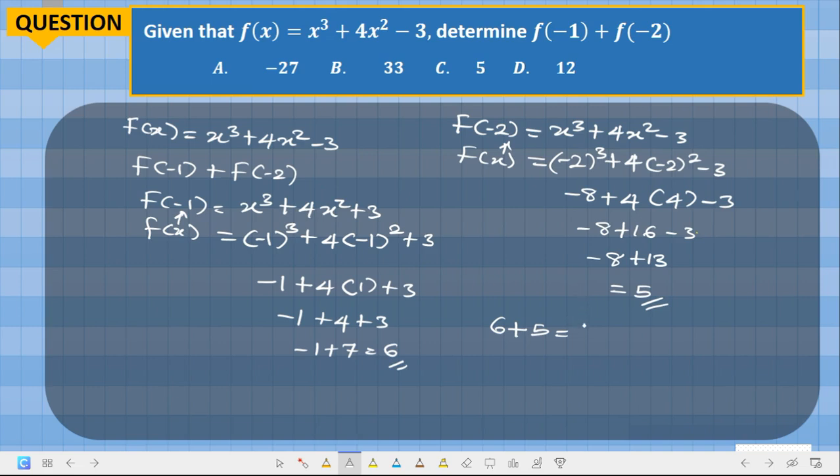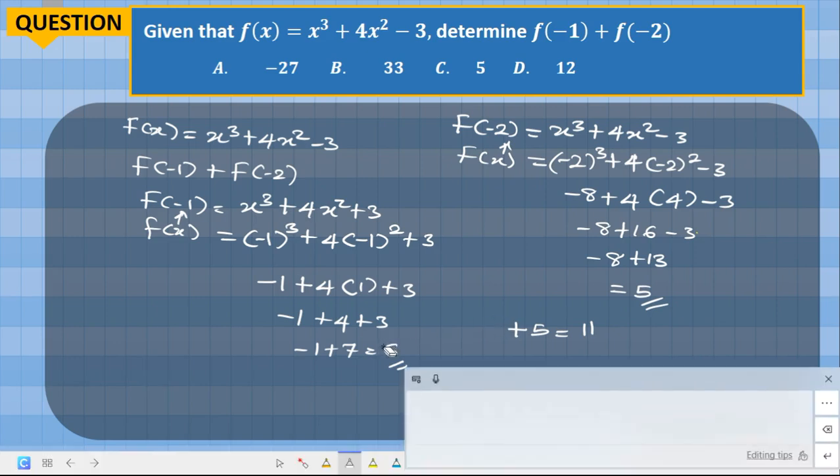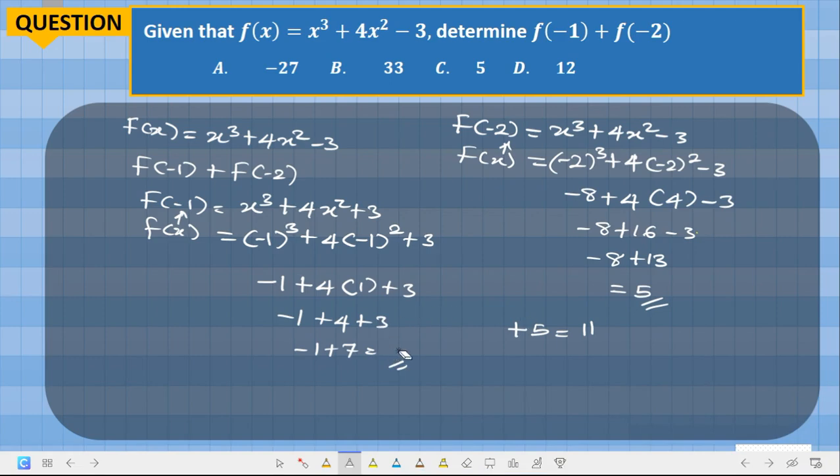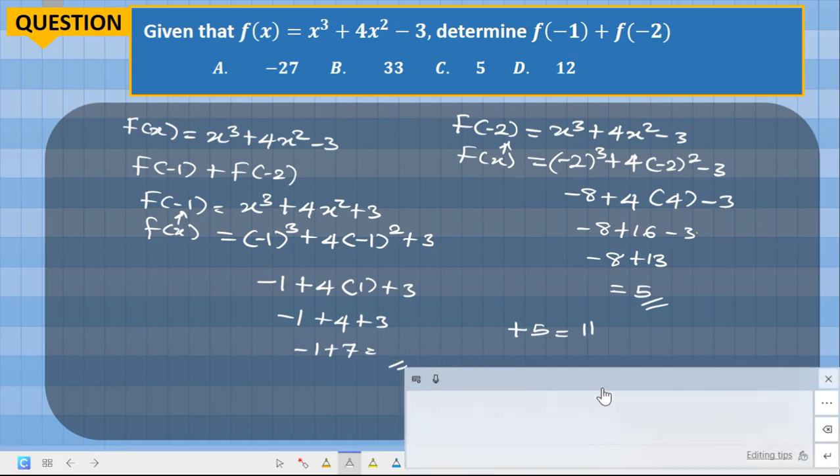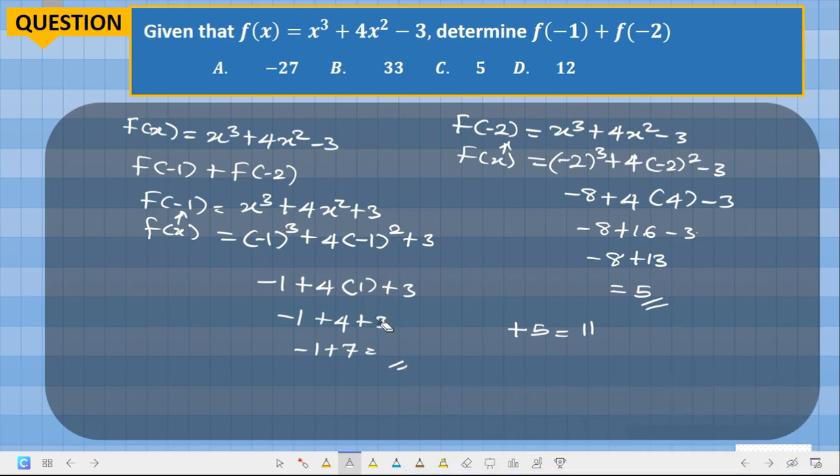6 plus 5, that's supposed to be 11. Okay, sorry, we made an initial mistake here. And that mistake, let's correct it.